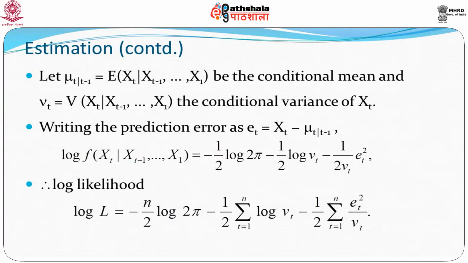And if you look at the log likelihood now, it becomes minus n by 2 because you are taking the product. So, it becomes minus n by 2 log of twice pi minus half summed over log mu t minus half summed over Et square by mu t. So, we will need to look at this, but the problem is that we have not observed Et and mu t yet. So, what would be Et and what would be your mu t in this?